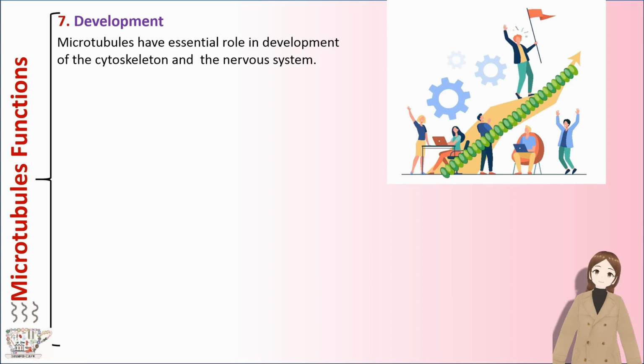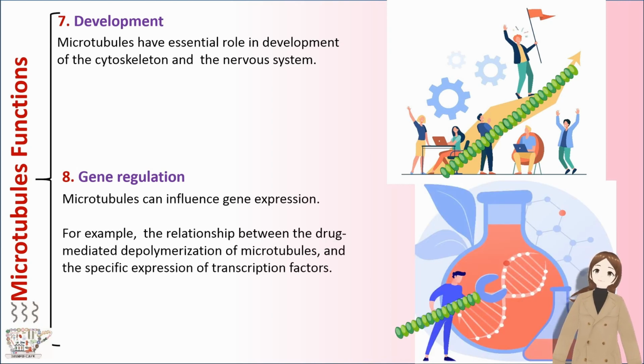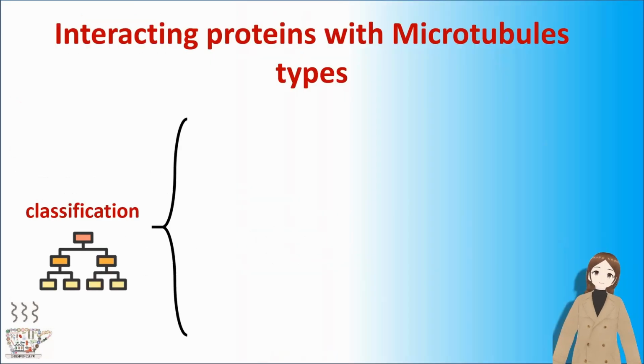7. Development. Microtubules have an essential role in development of the cytoskeleton and the nervous system. 8. Gene regulation. Microtubules can influence gene expression. For example, the relationship between the drug-mediated depolymerization of microtubules and the specific expression of transcription factors.